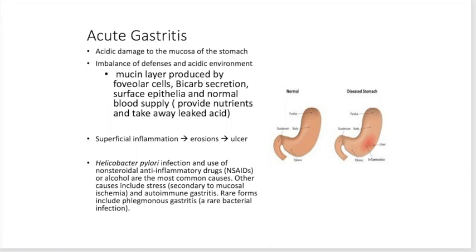Moving on to acute gastritis. So this is acidic damage to the mucosa of the stomach, and it is basically an imbalance of your protective parts of the GI system versus an insult, whether it's infectious, irritant, or some other cause. You do have acute versus chronic gastritis, and we're going to go into both of them. So remember what we talked about back in the review of anatomy and physiology.